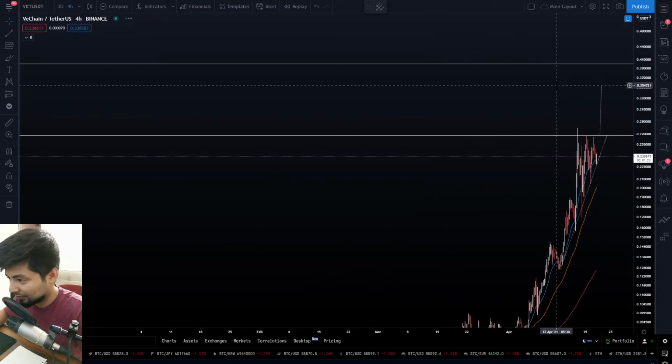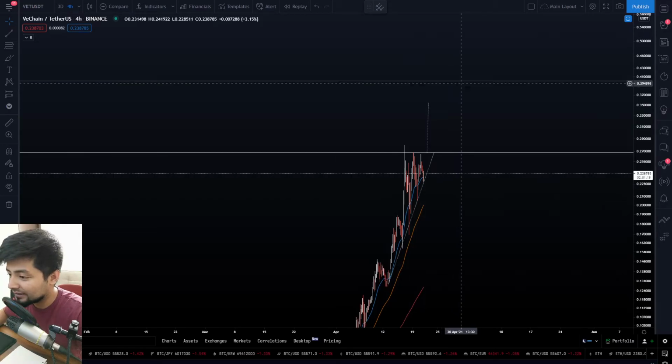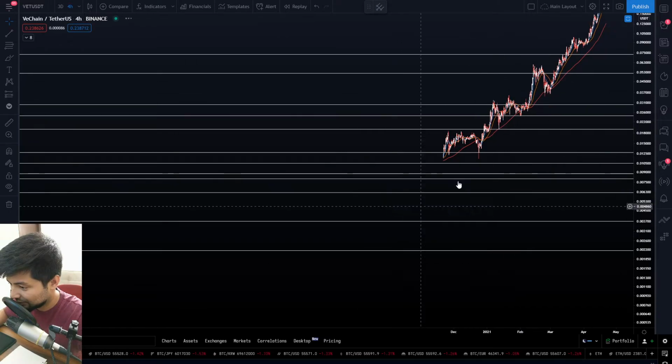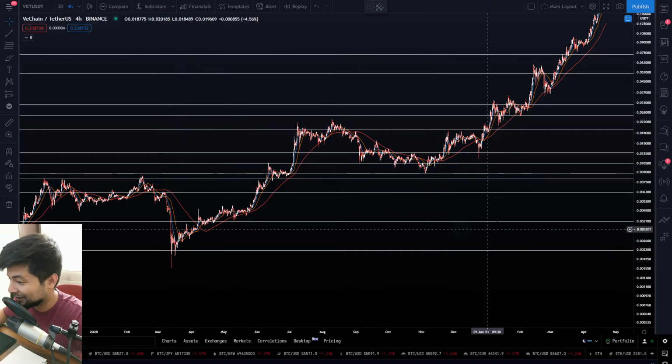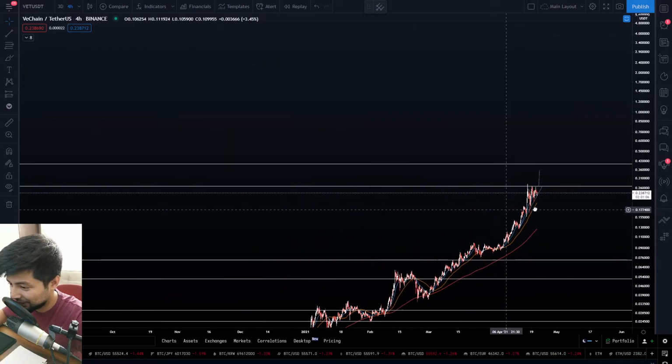I don't think there's going to be much stopping all the way towards a 66-minute extension standing at your 40 cents level per VeChain. Crazy. This is coming from 0.001, guys. Sorry, 0.01. This is coming from 0.01, heading all the way towards 40 cents. This is a crazy piece of price action right here.